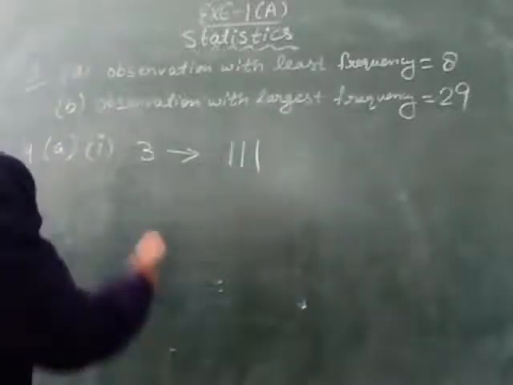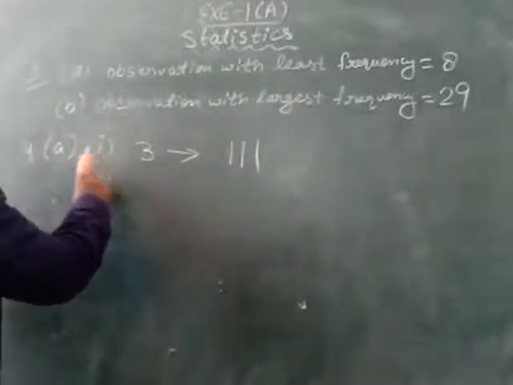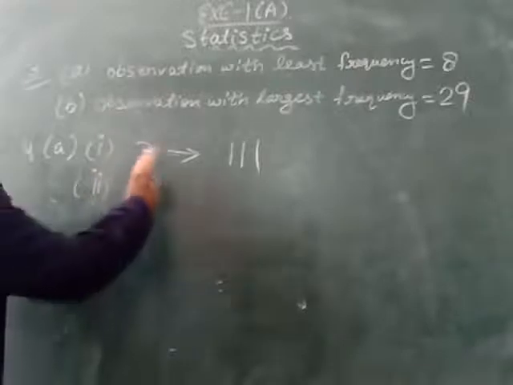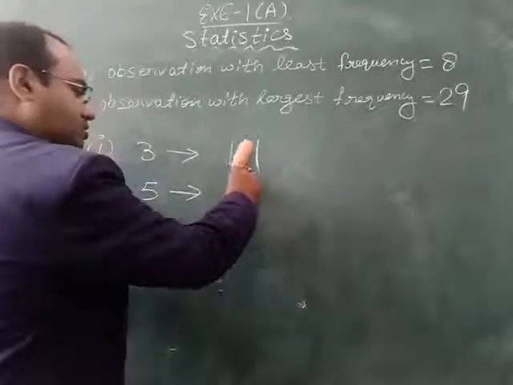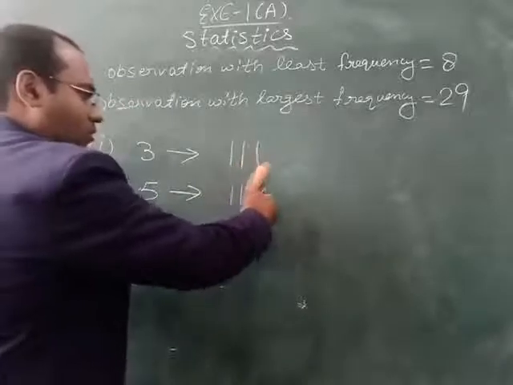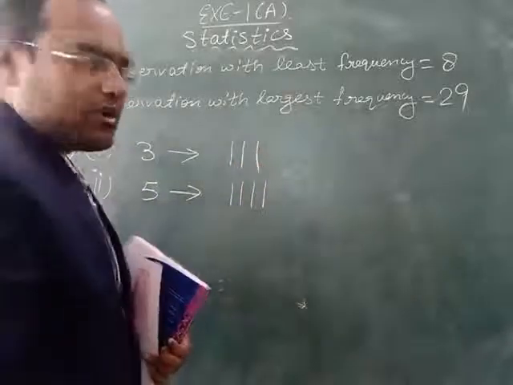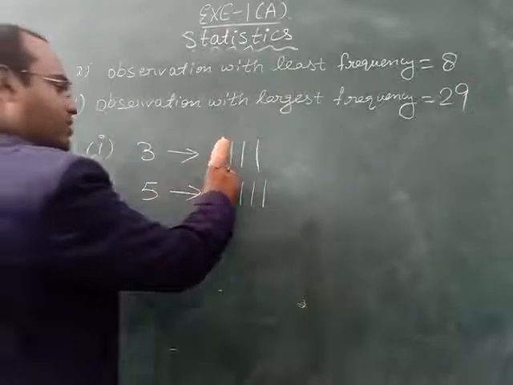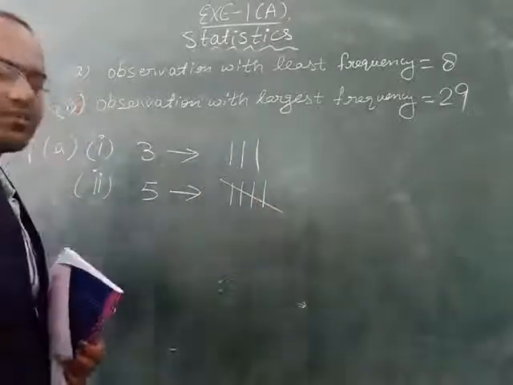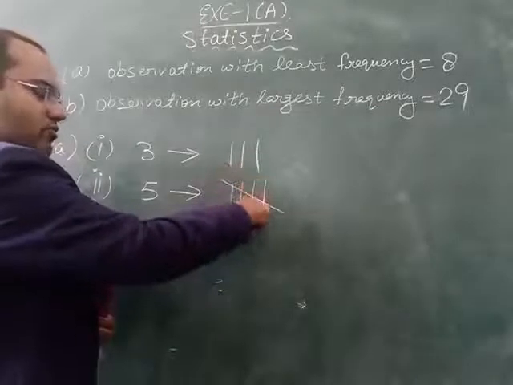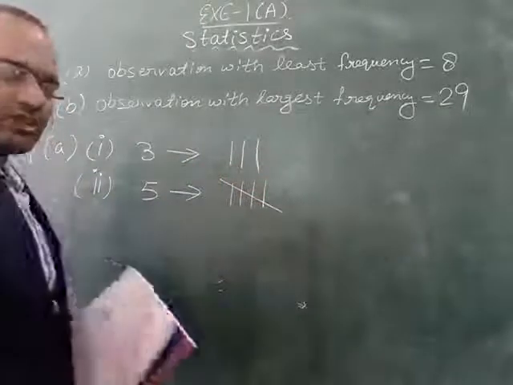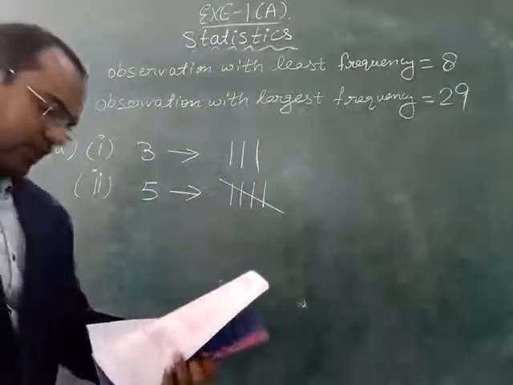Part number second, 5. For 5 what do we have to do? 1 2 3 4, 4 lines we will draw. Then for the 5th number we will cut it. This cut means 5. So 1 2 3 4, 4 lines we have to draw, and for 5 we have to cross it. So this is the answer of the second part.